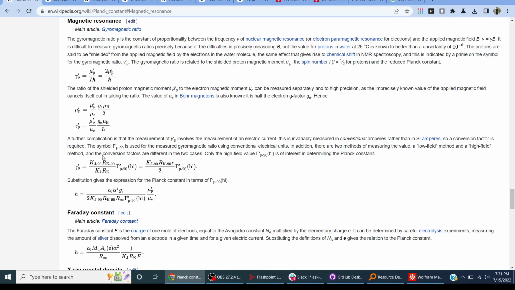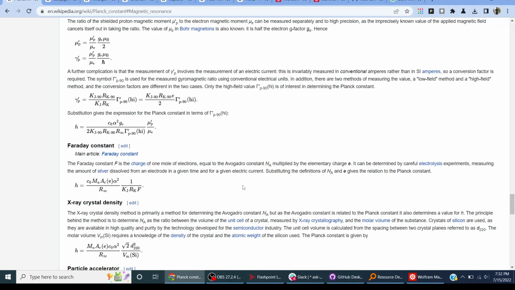Okay, a bunch of this math, I don't want to read it all. Substitution gives the expression for the Planck constant in terms of this and all that. Faraday constant. The Faraday constant F is the charge of 1 mole of electrons, equal to the Avogadro constant N sub A multiplied by the elementary charge e.